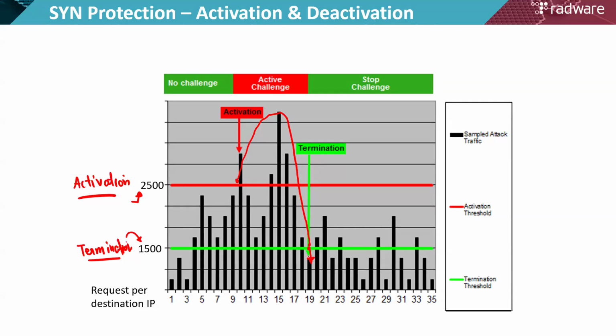Only if it goes below 1500, we will stop the challenge. So the challenge exists from this duration to this duration. And post termination threshold, we will stop the challenge and the clients can open a backend connection with the server. So make sure that you understand this thing, and based on that, you will be configuring the SYN flood protection.